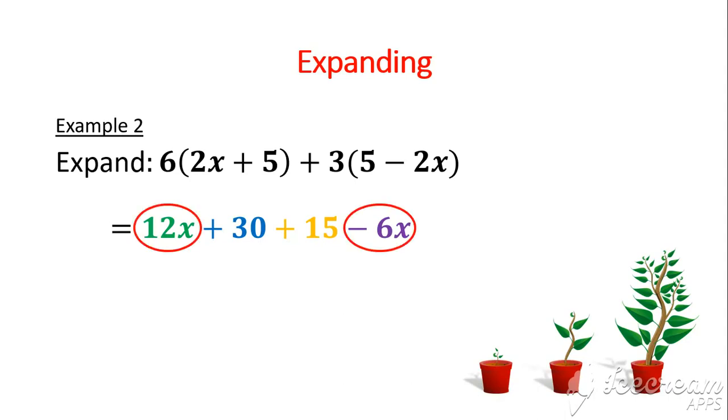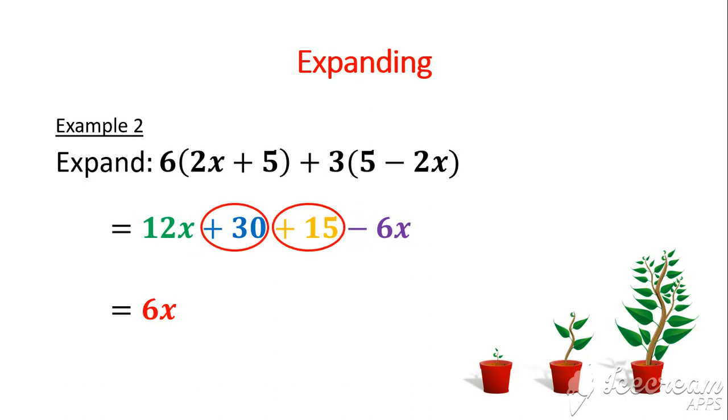Right, now we're going to simplify it. These two are like terms. 12x subtract 6x leaves us with 6x. And these two are like terms. Plus 30 plus another 15 makes positive 45. So our final answer is 6x plus 45.